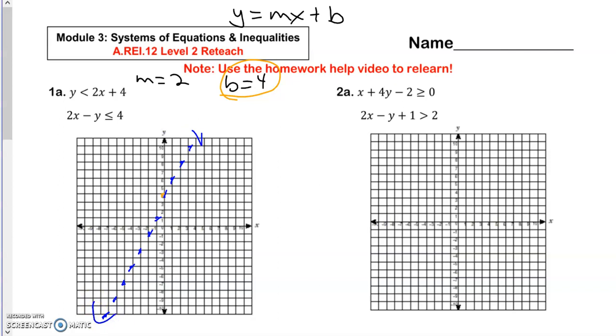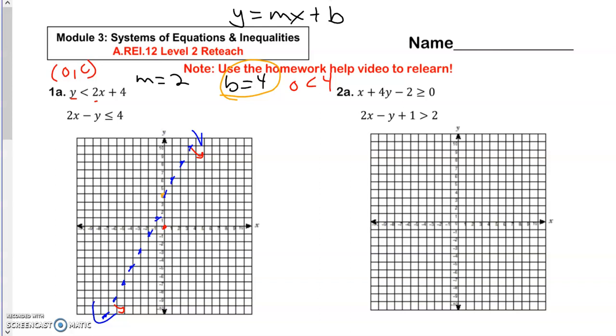My favorite testing point is 0, 0. So that's where the red dot is. I'm going to test to see where it's going to go. If I put in 0, 0 for x and y, is 0 less than 4? And it is true. So I'm just going to draw little arrows telling me that I would be shading below the line. I'm not going to shade the whole graph right now because I have more graphing to do.